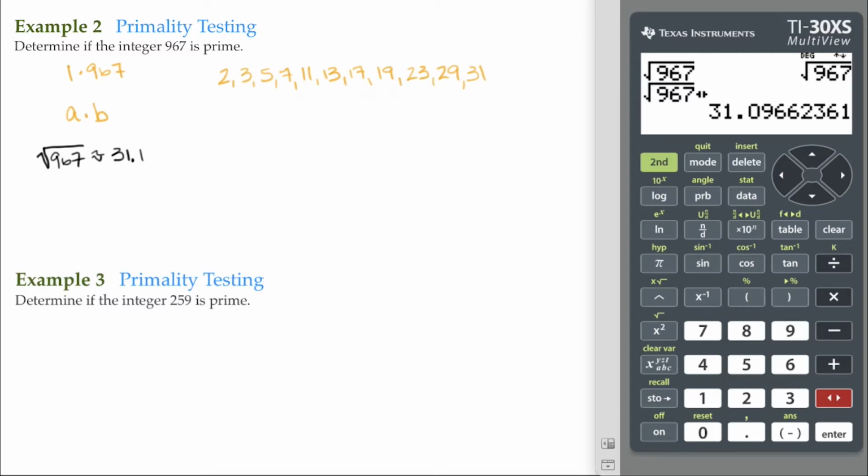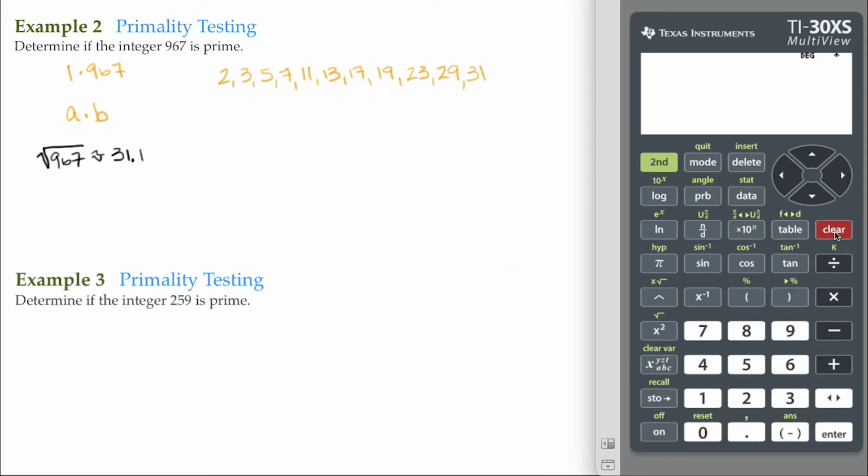Now we can see that 967 is not even, so we don't have to check 2. 2 will not divide into 967, therefore 2 won't be a factor of 967. It doesn't end in a 5 or a 0, so we won't check 5. 5 will not divide into it, so therefore 5 will not be a factor. Also, we've seen that if we add the digits up, 9 plus 6 plus 7, that comes out to be 22. 3 does not go into 22, therefore 3 will not go into 967, so we don't have to check for 3. So that eliminates some of them, but then this is where our calculator will come in.